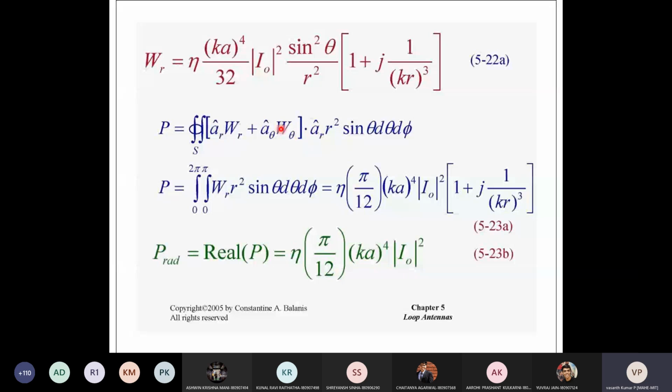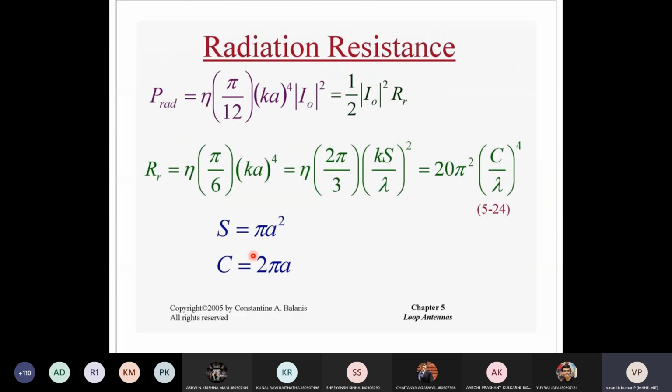And the P radiated is WR into R square sin theta d theta d phi, given by this expression. P rad is the real part, since power has real and imaginary parts, real and reactive. So P rad is given by this expression. So radiation resistance is given by half I naught square RR. So RR comes out to be like this.